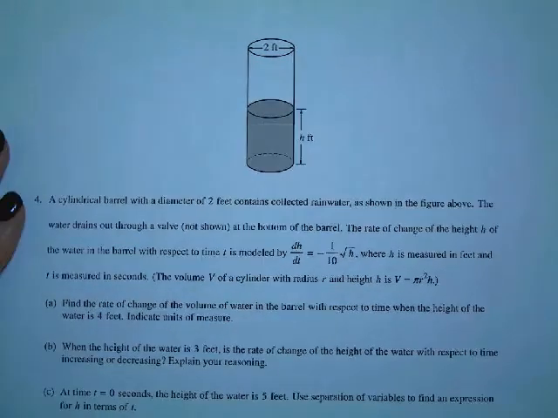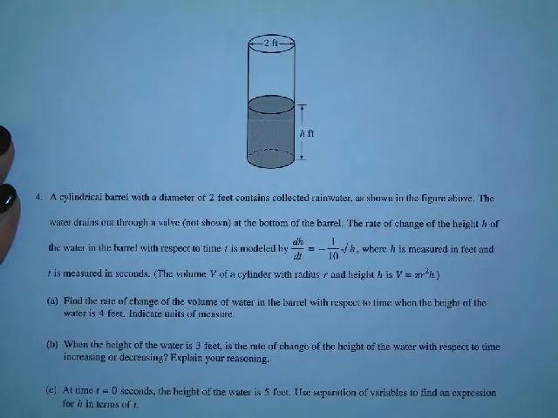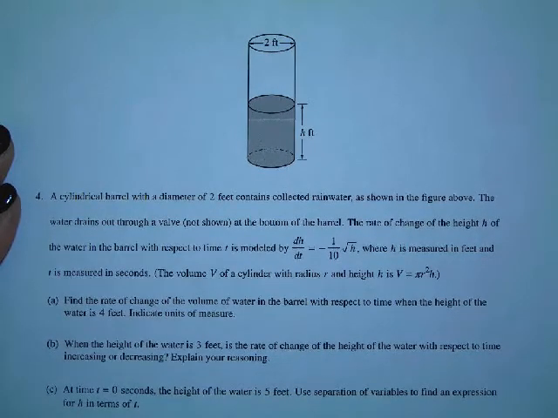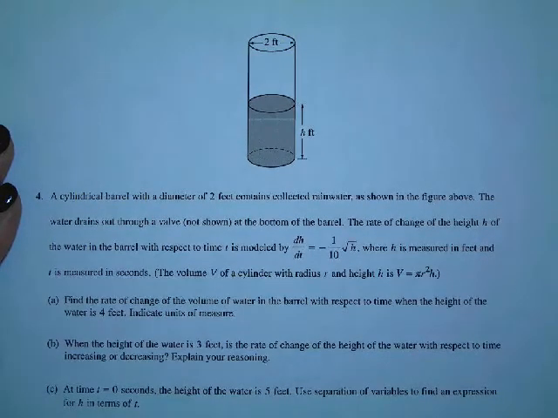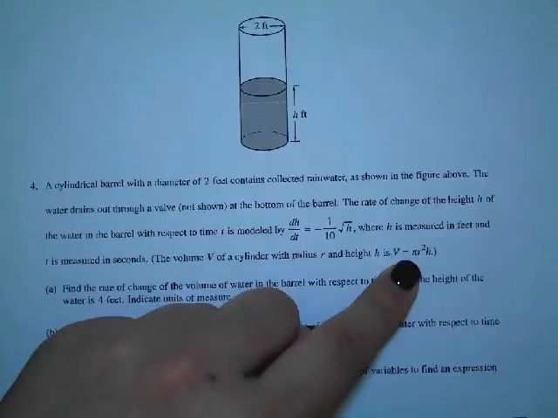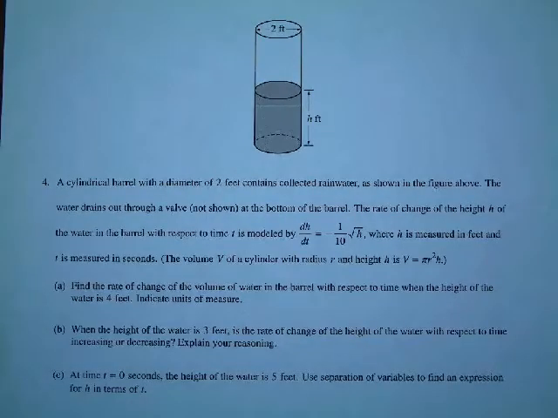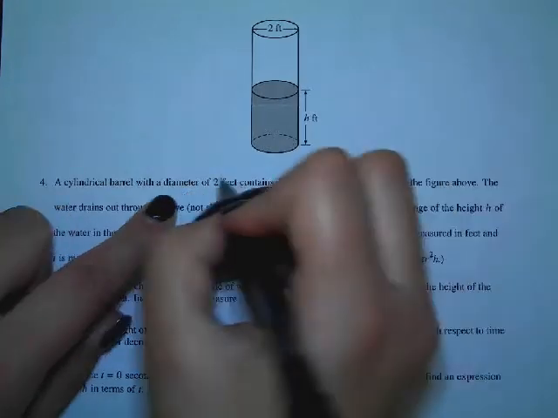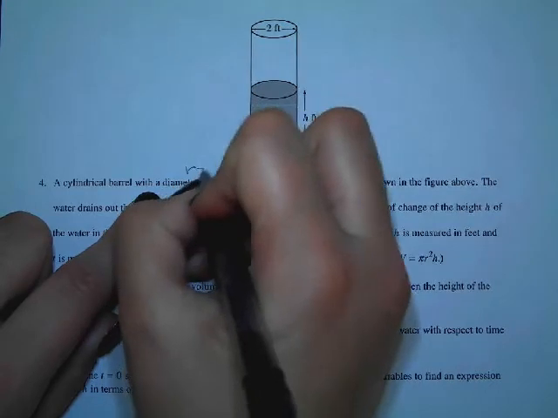All right, this is the fourth FRQ for the 2019 BC exam. So we have a cylindrical barrel. So this is basically a cylinder, right? And they gave you the volume of a cylinder is V equals pi r squared h. So it contains a diameter of 2 feet. We don't want diameter, we want a radius of 1 foot.